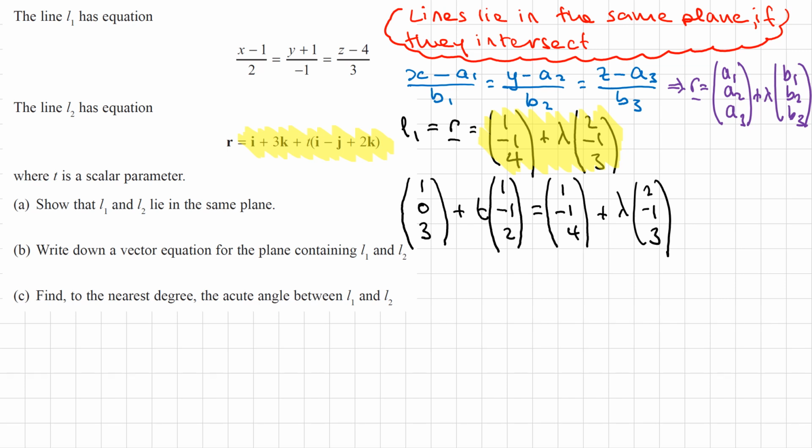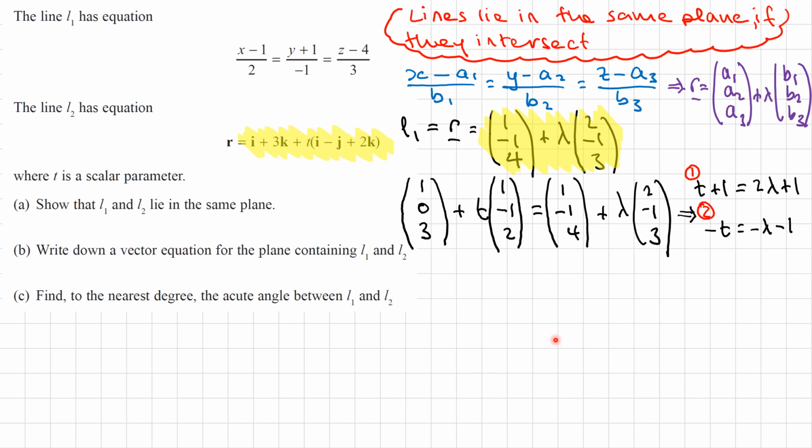We're now going to take each row and write out the three equations that we get. So the first equation from the top row is going to be 1 plus t, so I'll just write that as t plus 1, is equal to, on the other side, 2 lambda plus 1. For my second equation, from the second row, I'm going to have negative t is equal to, on the other side here, negative lambda minus 1.